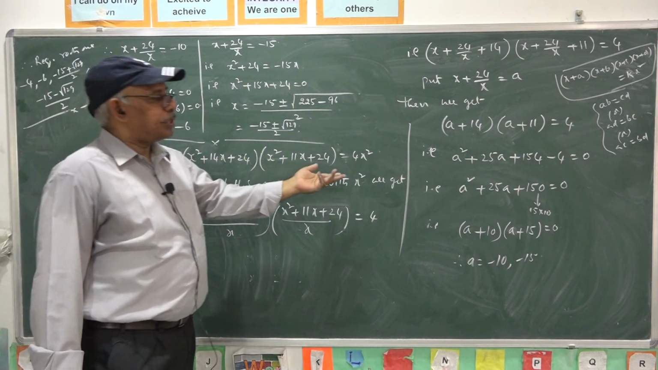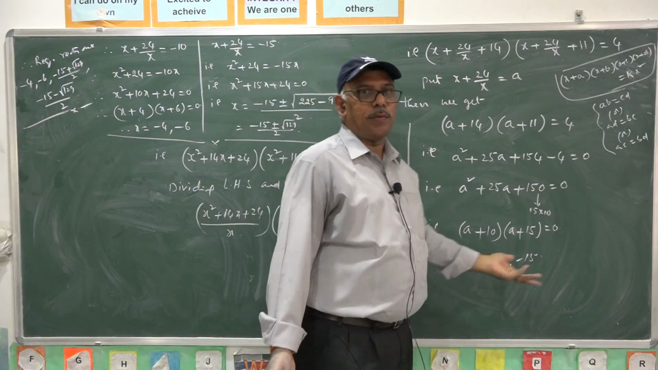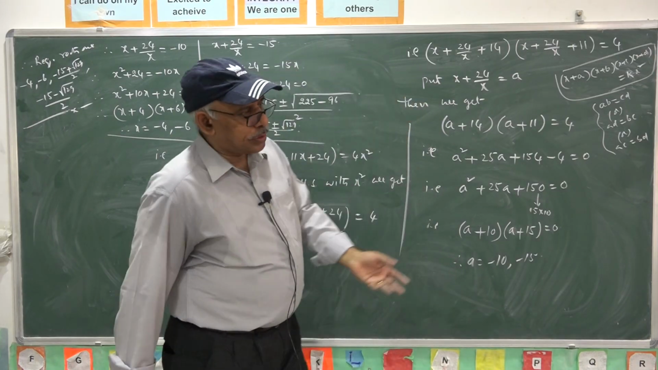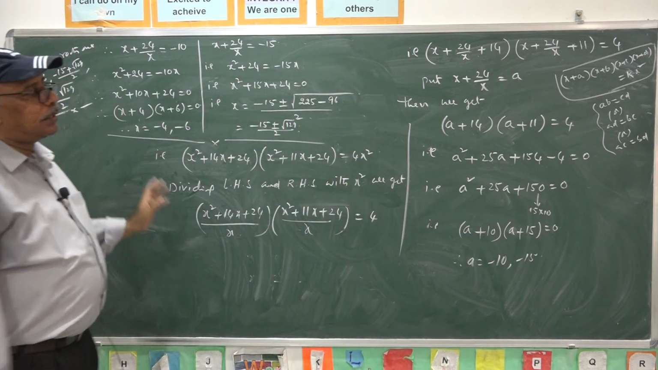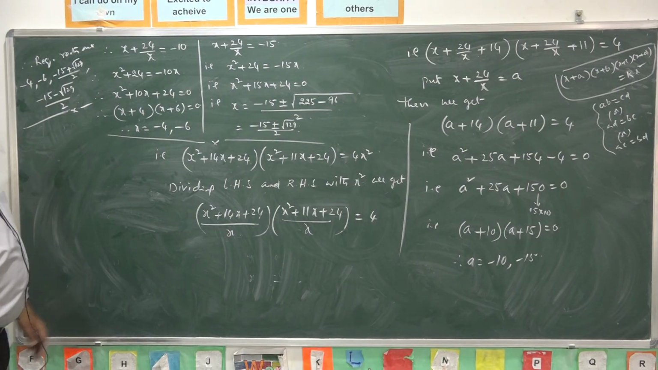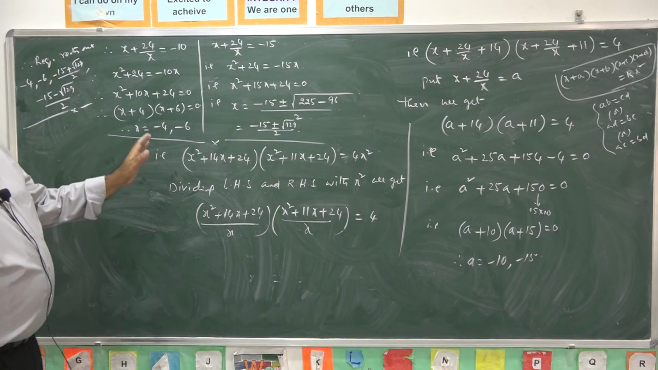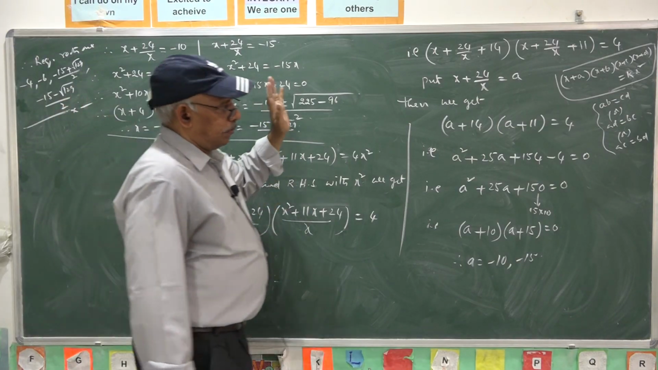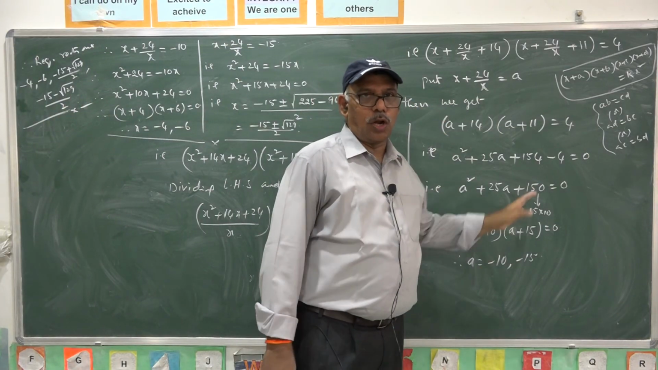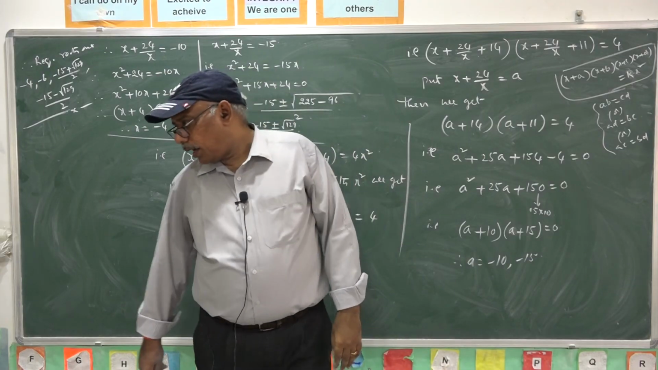Once it reduces to the quadratic form, you can find the values of x which solve the given equation. These are the procedures we naturally come across in solving polynomial equations.